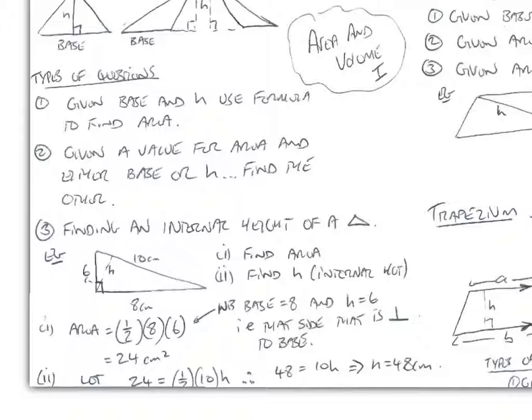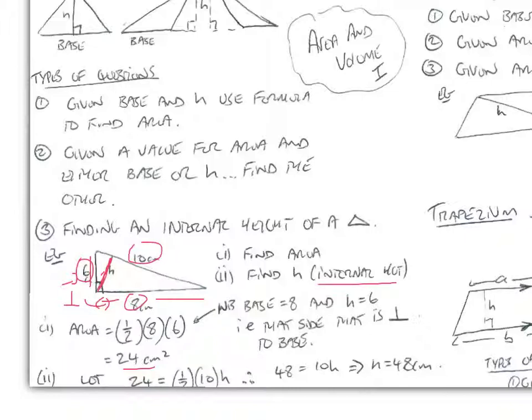So the third type is where you're given a right-angled triangle and there's some internal height h in the triangle. Often you're given the dimensions of the three sides, 10, 6 and 8, and you're asked to find the area, and following that you're asked to find an internal height h. The area is straightforward: half the base times the perpendicular height, so it's 24 centimetres squared.